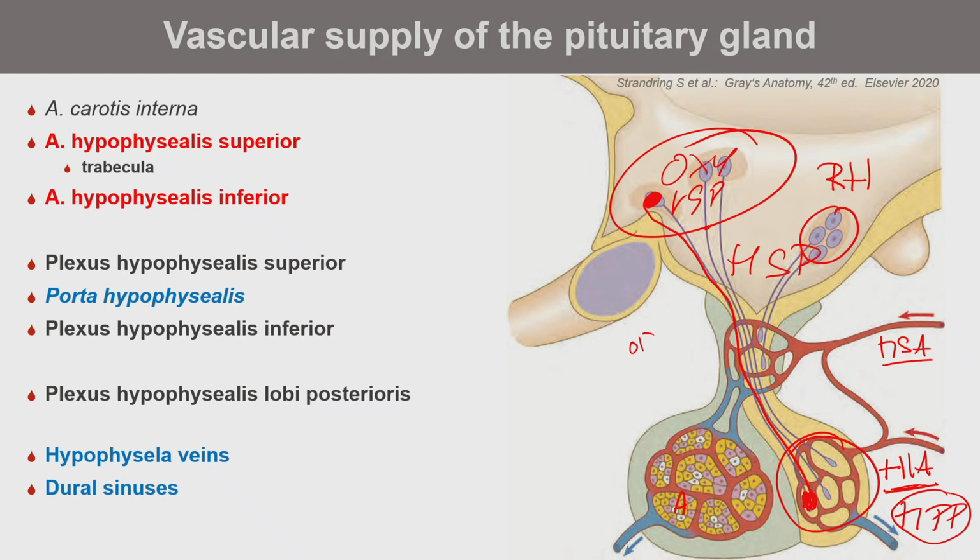Those hypophyseal veins are drained to dural sinuses, typically into the cavernous sinus or into the petrosal sinus. So then in radiology we can take a blood sample from those sinuses to estimate if there is or there is not overproduction of some hormones.